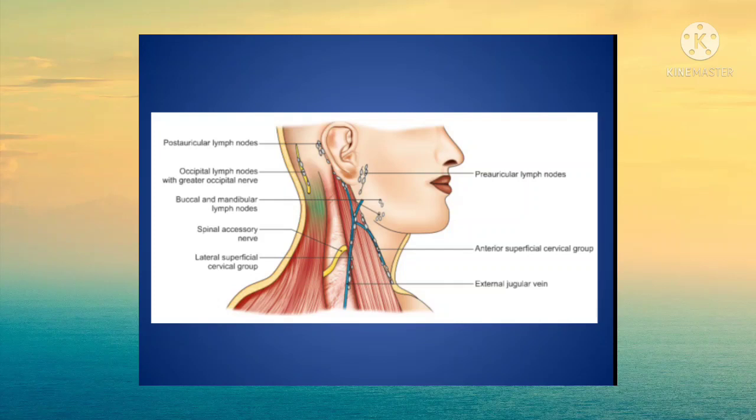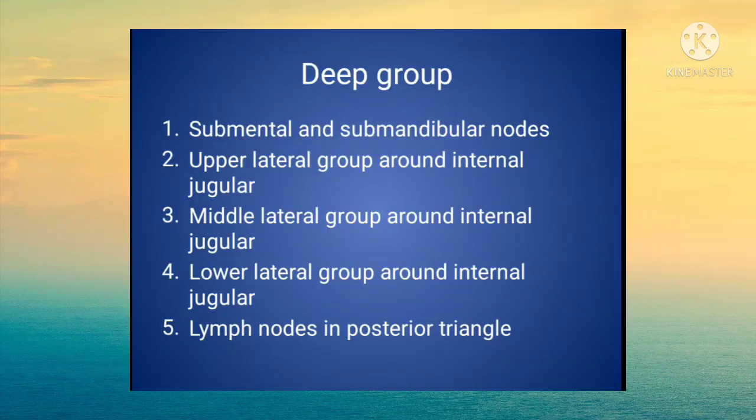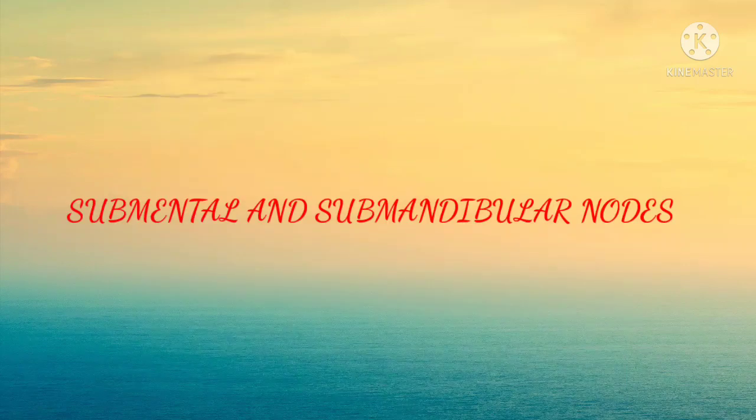Next, the deep group, which includes the submental and submandibular nodes, upper lateral groups, middle lateral groups, lower lateral groups around the internal jugular vein, and lymph nodes in the posterior triangle. The submental and submandibular nodes.